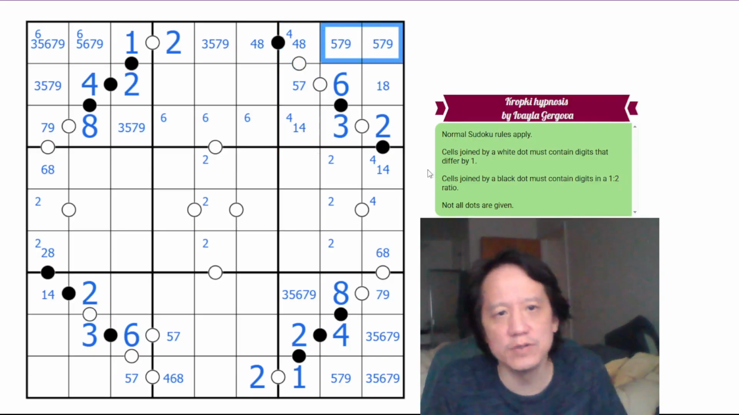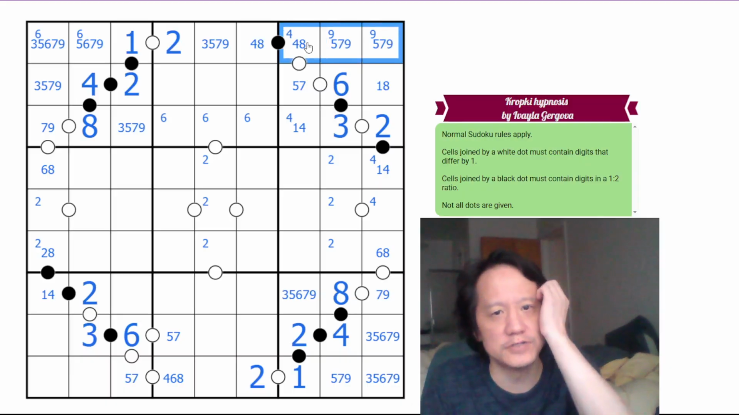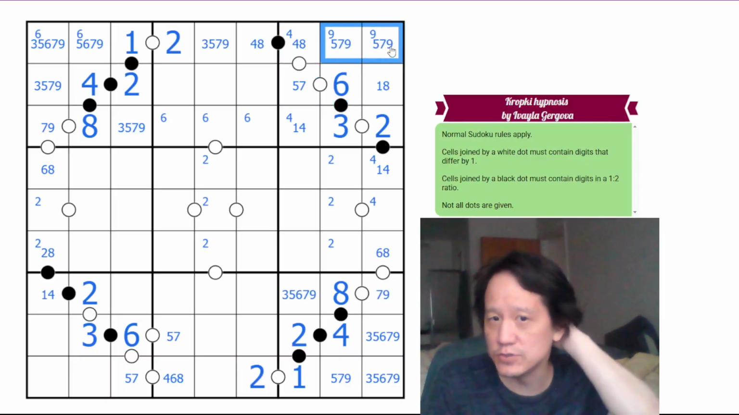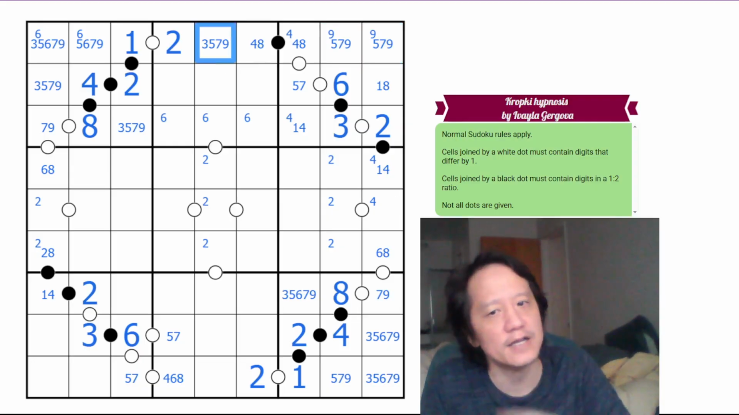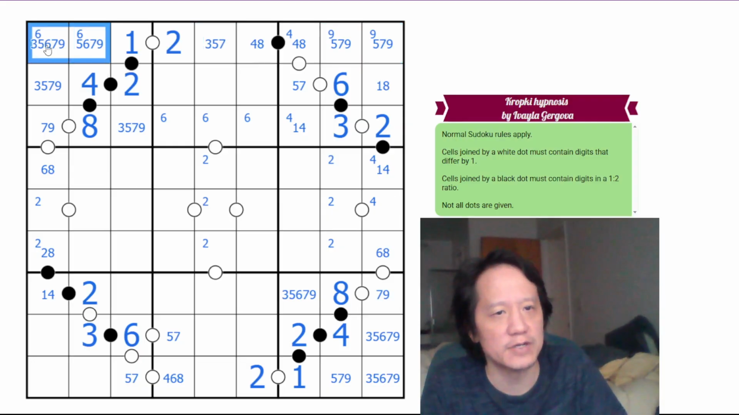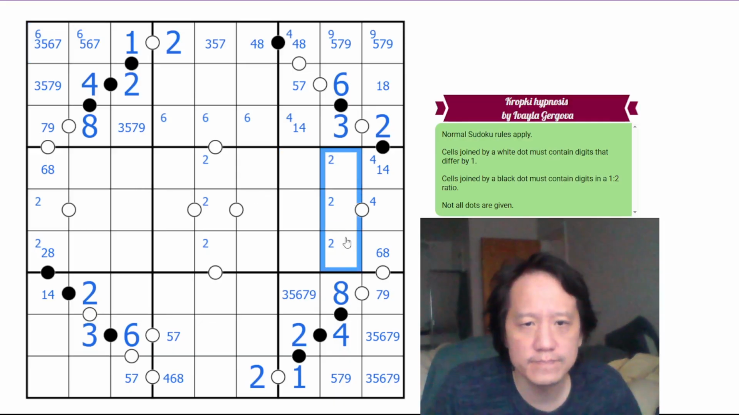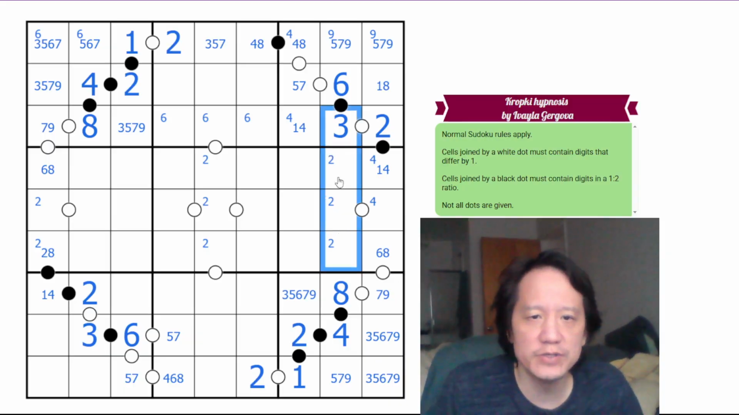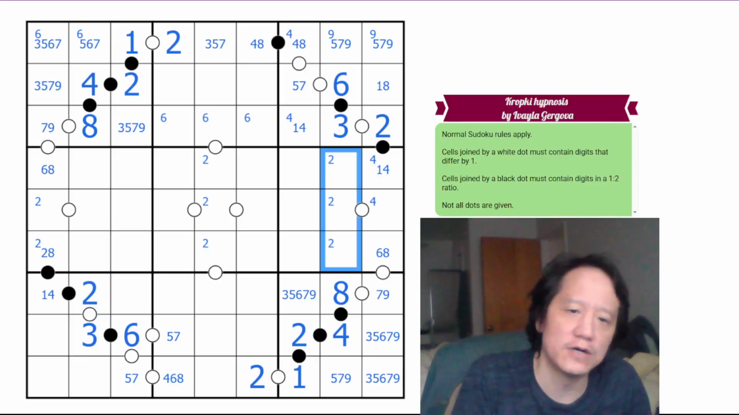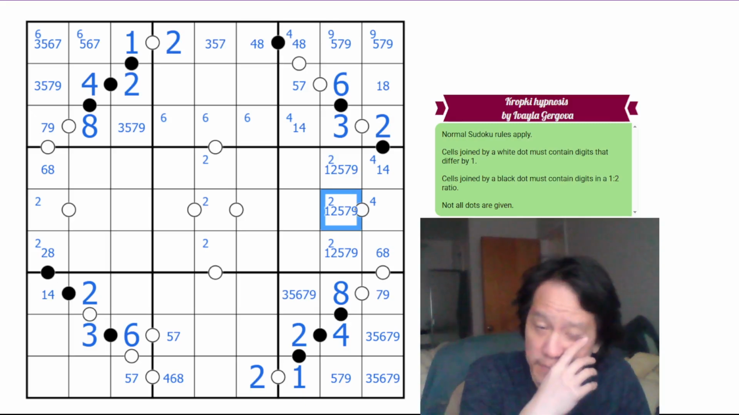We also know 9 has to be in this upper right-hand box in one of these two cells. That eliminates 9 in the rest of the row, so this can't be 9 and these can't be 9. Rest of the possibilities in column 8 are 1, 2, 5, 7, and 9. Okay.